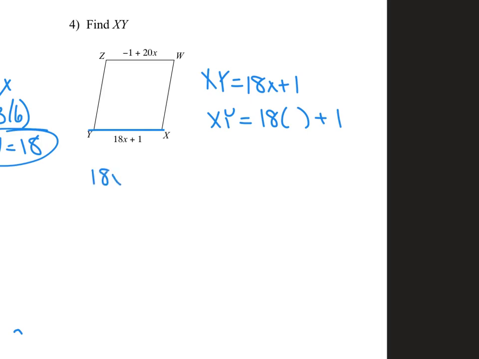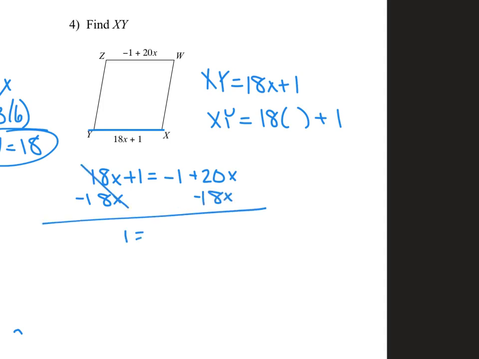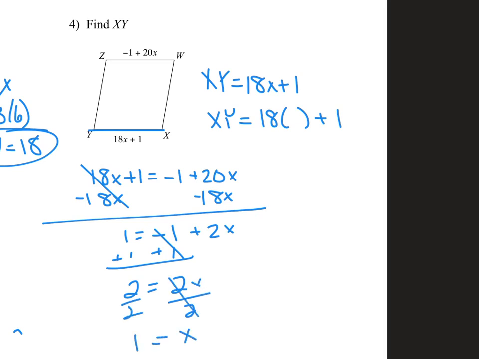So 18x plus 1 equals negative 1 plus 20x. Then we just solve. Again, I like to move my variables first. Just a preference. So 2 equals 2x. Divide by 2. So x is 1 again. Nice, a little more roundabout way of getting that 1, but it's still 1. So XY is 18 times 1 plus 1, which is 19.